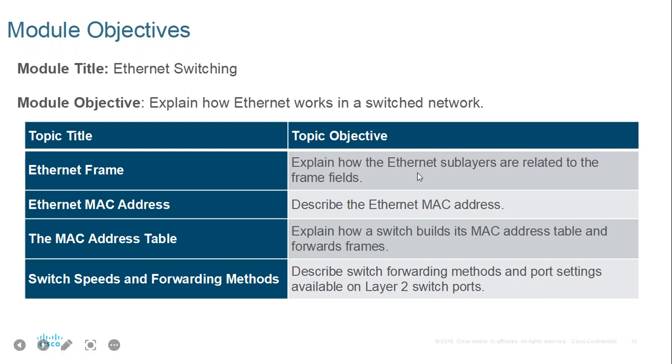So we want to explain the Ethernet sublayers and how they're related to the frame fields. Now, when you say frame, you say that packet of data, what its components are. We want to describe the Ethernet MAC address, and explain how the switch builds its MAC address table and forwards those frames.